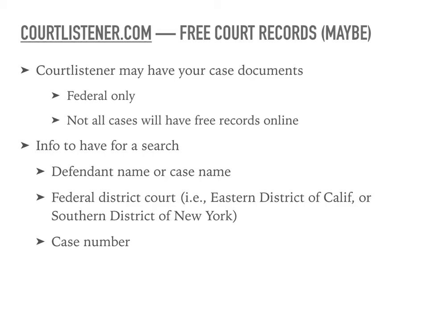Know where it's filed. So if it was filed in Sacramento, then that would be the Eastern District of California. If it was filed in New York, you want to make sure you know which district in New York. A lot of white-collar cases are filed in the Southern District of New York, but not all of them. Some are filed in the Eastern District as well, and they can be filed in any district. You'll also, if you have it, use the case number because that will narrow your search quite a bit.